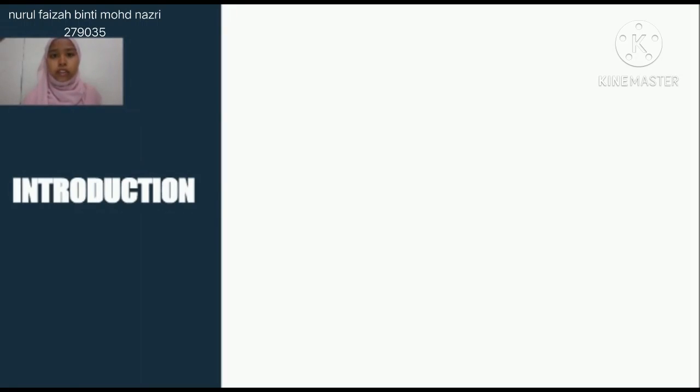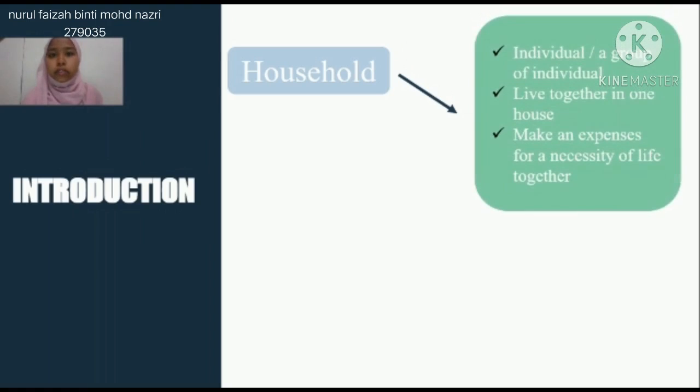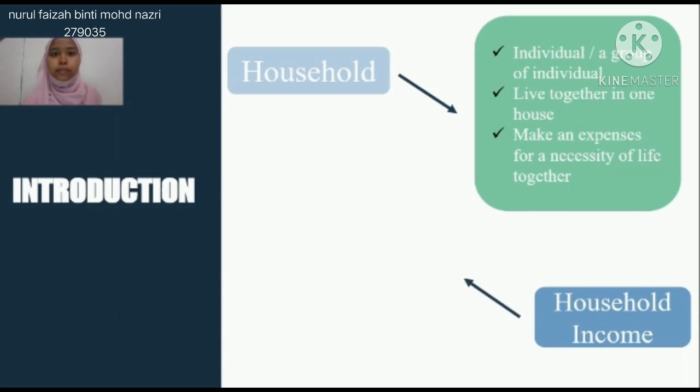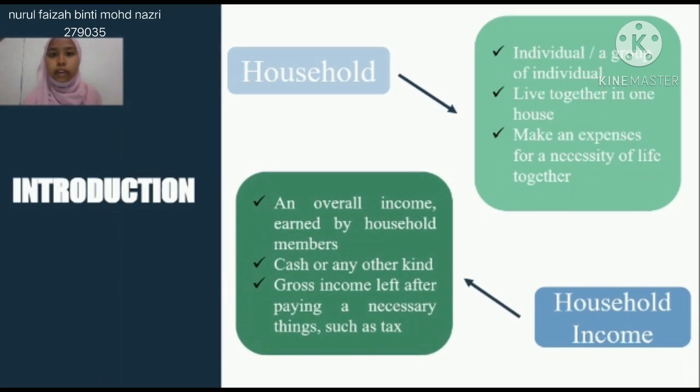So, for the introduction, I will tell you what is the meaning of household and household income. Household is an individual or a group of individuals who live together in one house and make expenses for their necessities of life together. Next, household income is the overall income earned by the household members. It also refers to the gross income left after paying some necessary things such as tax.